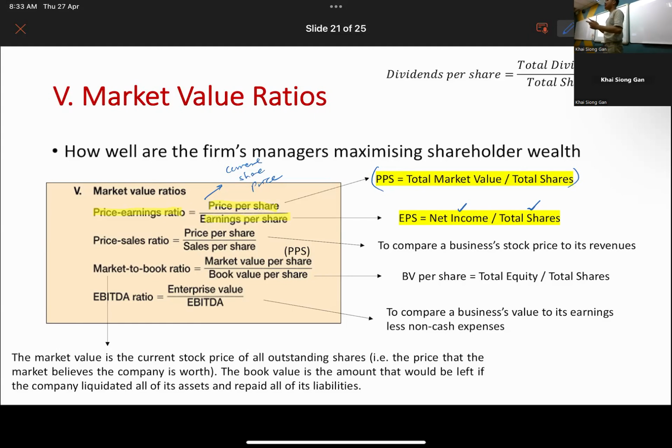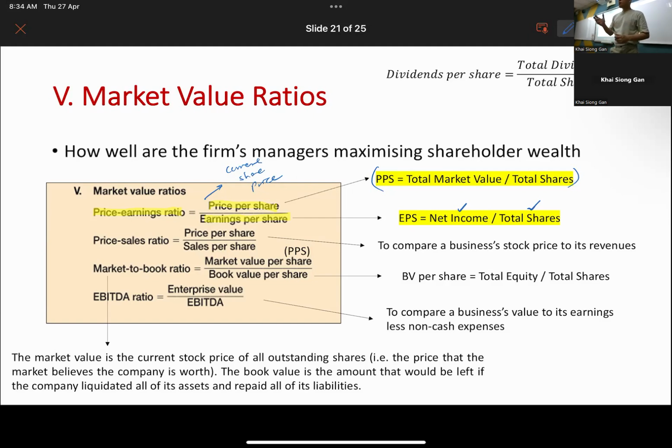Because earnings per share means what? Earnings per share, as I told you, is net income divided by total shares. So here, price per share as a proportion of earnings per share means how much the investor is willing to pay for $1 of the income that's being earned. That's why it's called the PE ratio. So this is why we say that when the PE ratio is too high, there's a risk. The risk is that maybe the business is being overvalued. When the PE ratio goes up entirely because of the price per share, the current share price, the numerator goes up, so this whole thing will go up. That means the business might be overvalued already. So there's a risk about the PE ratio.